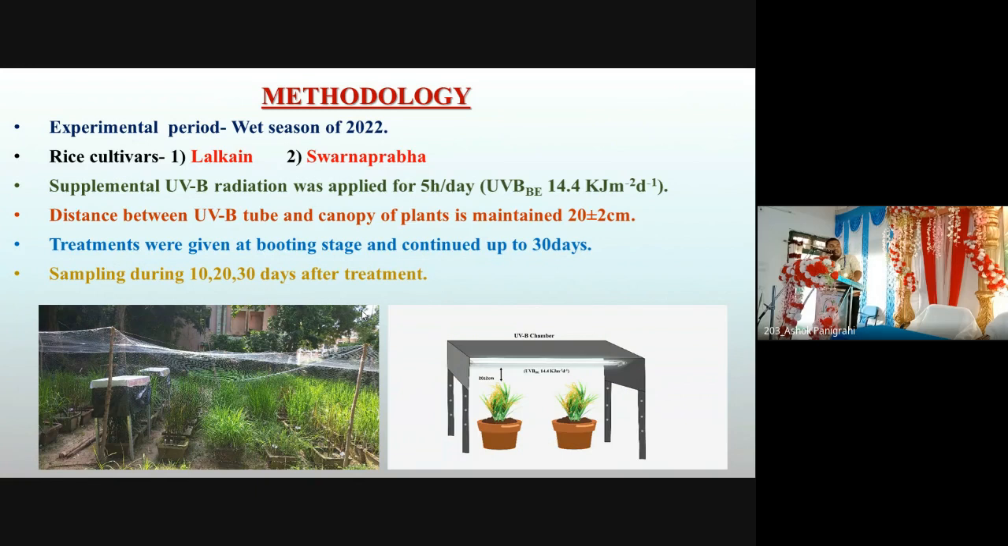The distance between the UV tube and the canopy of the plant was always maintained at 20 centimeter according to the height of the plant. The treatment started in the rooting stage and continued up to 30 days. Sampling was done at 10, 20 and 30 days after the treatment for analysis of the various parameters. This is the experimental site where the UV treatment was provided to the rice plants.